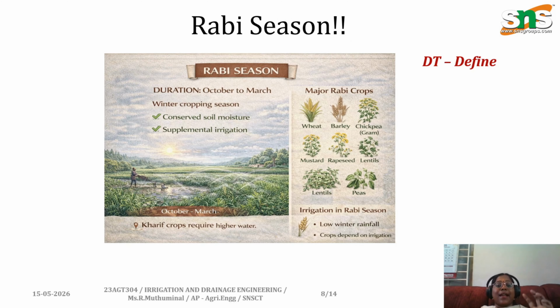Next come the Rabi crops, which are grown during the winter. That season is called the Rabi season. Sowing generally occurs in October to November. The harvesting occurs during the month of March to April. These crops prefer cooler climate and lower humidity. Examples include wheat, chickpea, mustard, and barley. Rabi cultivation often depends more on irrigation because rainfall during winter is limited in many regions. This is where irrigation systems become true lifesavers for agriculture.